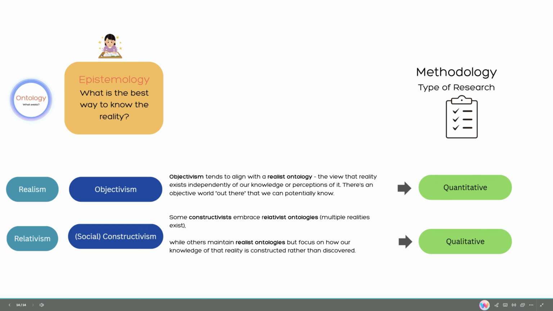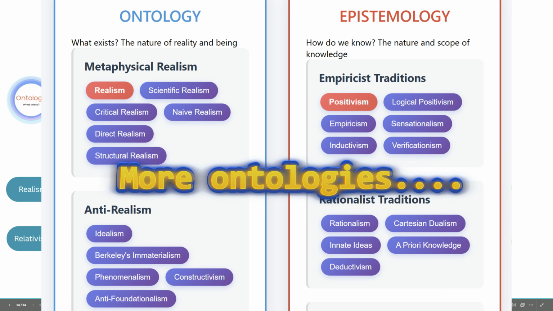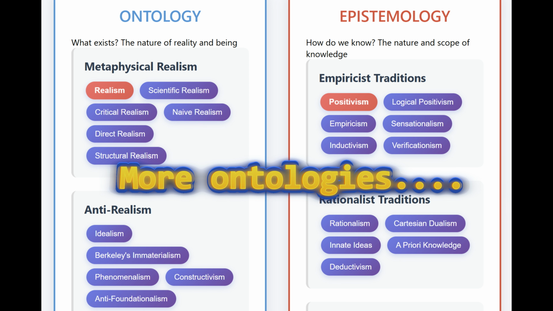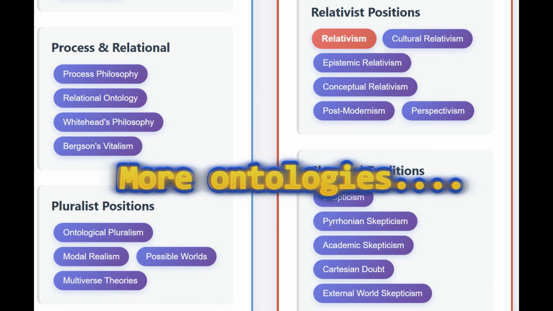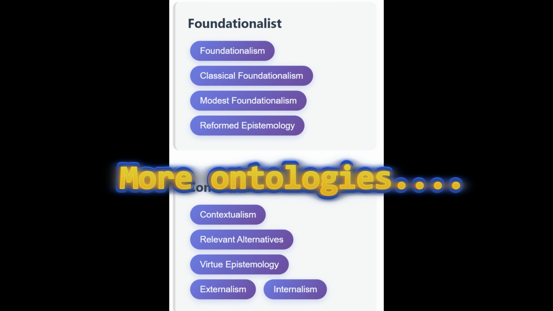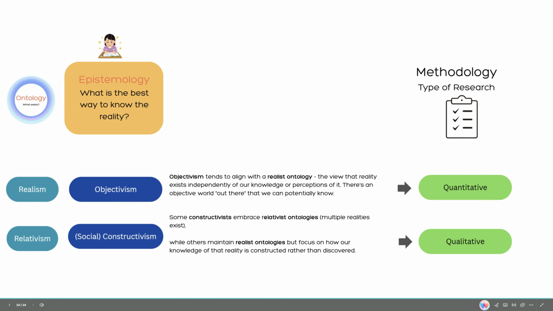Now, this is not just a small list. There are many more aspects and many more epistemology approaches. If you are a student of philosophy, sociology, or similar areas, you should probably study all of these ones I'm showing here and maybe more. There are many, many ontologies and epistemologies, but the ones I covered in detail in this video are the most common and apply to your research.